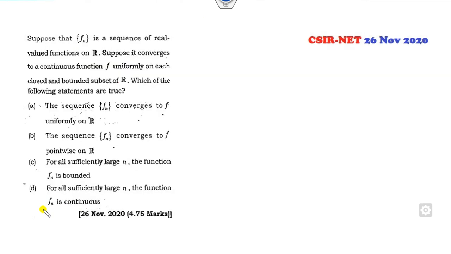Okay, look at this another one. Suppose f_n is a sequence of real functions, a sequence again. Suppose f_n converges to f on a closed and bounded set. Closed and bounded means on the compact set. Fine, not for all of R, only on the compact set. Then which of the following is true here?